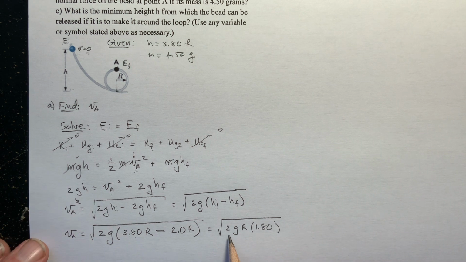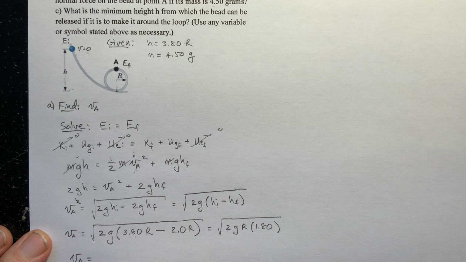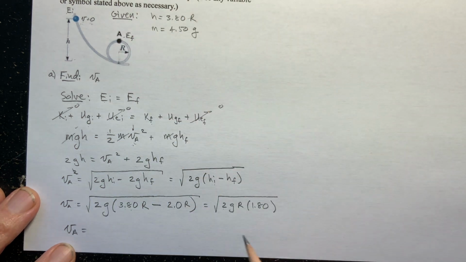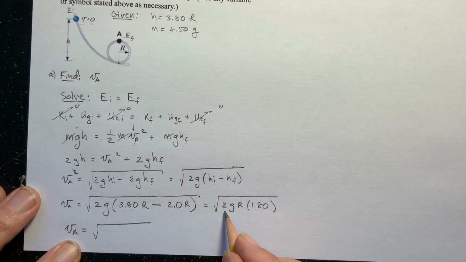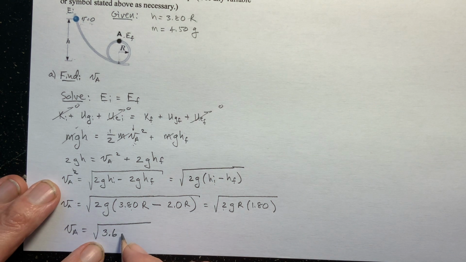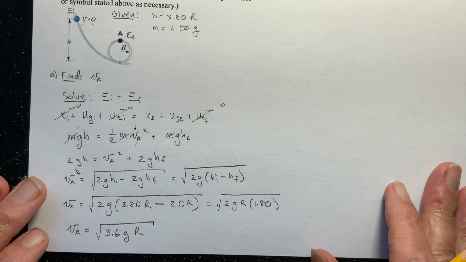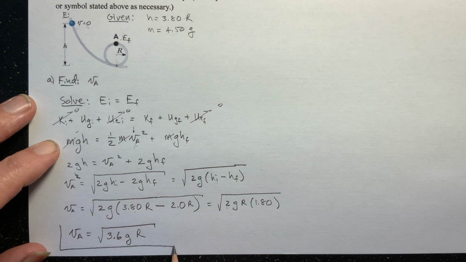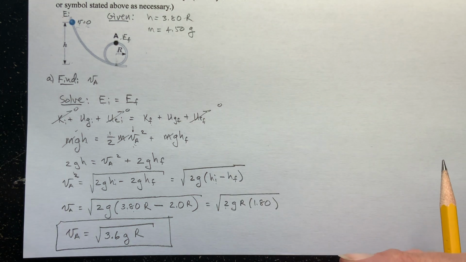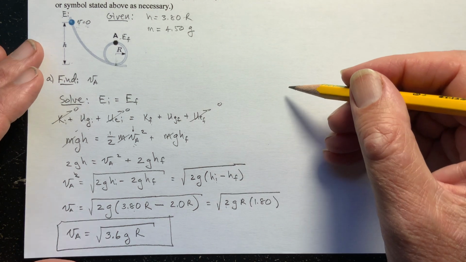Now I can combine: what is 2 times 1.8? 3.6. So the velocity at point A is equal to the square root of 3.6 times g times r. And I believe that is our answer. So if you use conservation of energy, it's pretty straightforward how you get that.